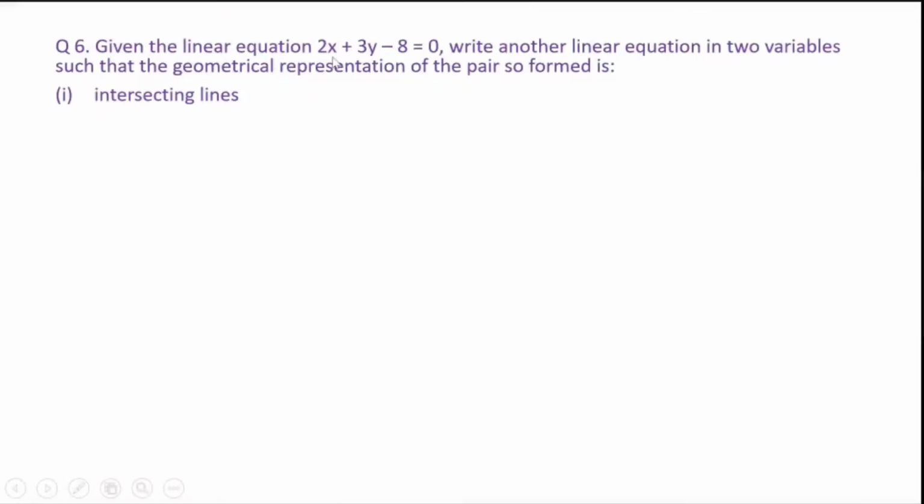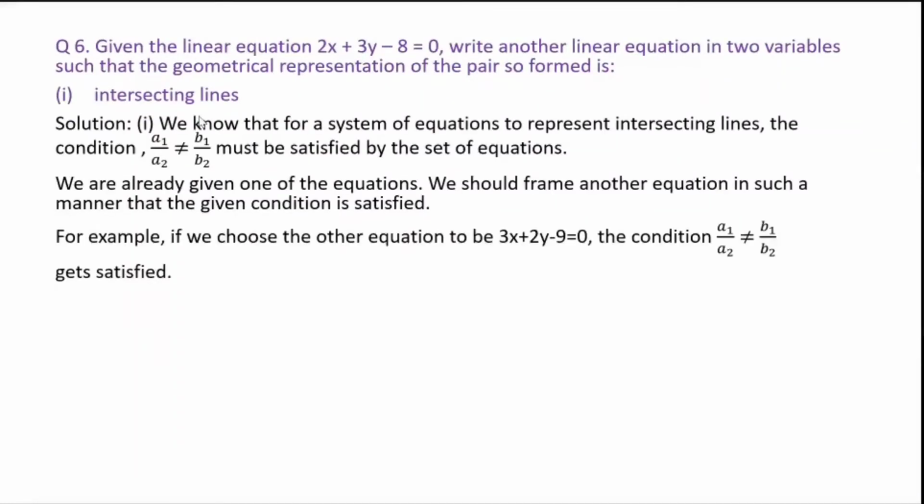Let us take up another important question which can again come for 1 mark. Given the linear equation 2x plus 3y minus 8 is equal to 0, write another linear equation in two variables such that the geometrical representation of the pair so formed is intersecting lines. Now for intersecting lines, I need to have such an equation for which a1 upon a2 should not be equal to b1 upon b2. So accordingly, I can find out infinite such equations. I'll just give you one of them, ensuring that the condition a1 upon a2 is not equal to b1 upon b2 is satisfied. So I can take it to be 3x plus 2y minus 9 equal to 0.